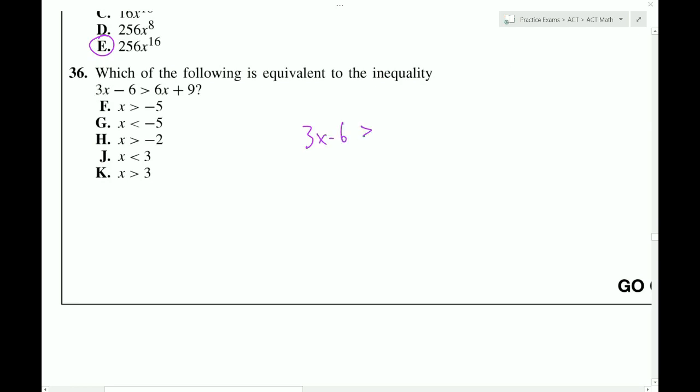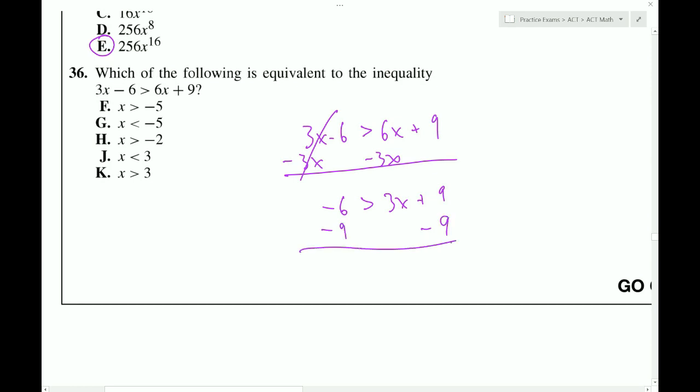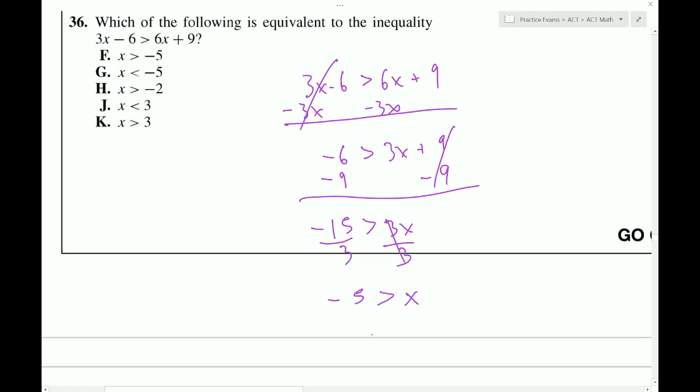Okay, which of the following is equivalent to this? So we solve it. Subtract 3x. Alright, we get 3x there. Subtract 9. Whoops. And so that gives you negative 15 greater than 3x. Divide by 3. And you get negative 5 on the other side. So if you pancake that, put a spatula under it, flip it over, alright, you end up with this. Okay. X is less than negative 5. That's choice G.